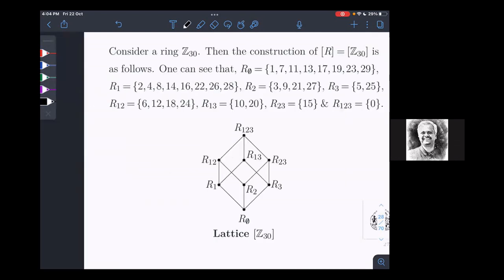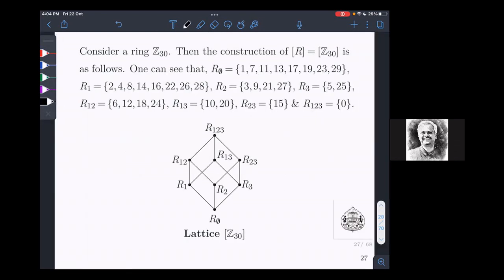Now, this is one simple example I will try to illustrate to you. Consider the ring Z30. Now I have to construct square R. This is my square R. While constructing square R, I have to look at the partitions. What is R5? It's the collection of all units. Can you see it here? These are the units, R5.